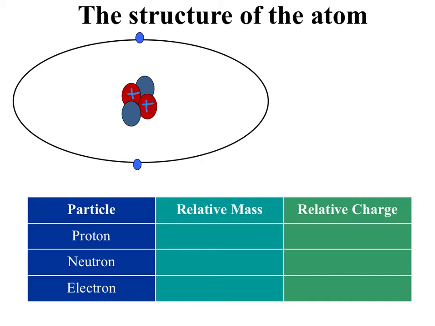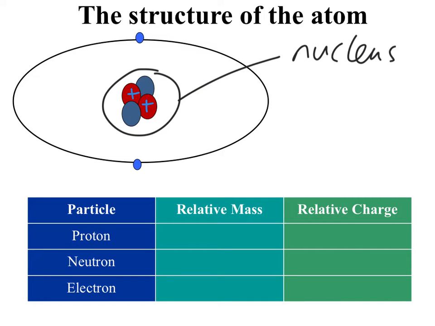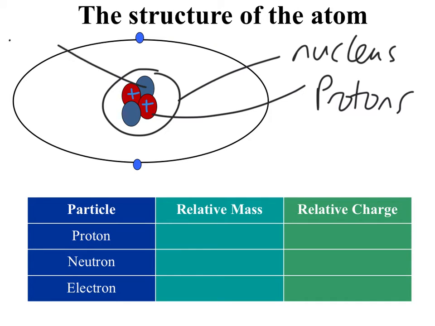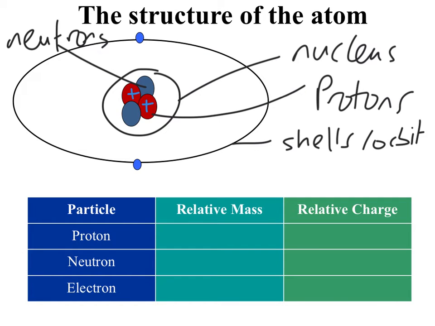What we've got in terms of the atom is a central part, which we've got highlighted here, which we're going to call the nucleus. That contains two particles. You've got the positive particles, which are protons, and you've got the neutral particles, which we call neutrons. Around the outside then we have what we call shells or orbits, and these orbit the nucleus, and inside there we have another type of particle which is known as the electron.